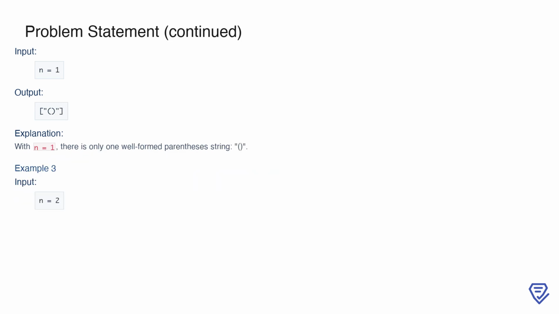When n equals 1, the output is straightforward because there is only one valid combination. This is the simplest well-formed parentheses string, where one opening parenthesis is directly followed by its closing parenthesis.